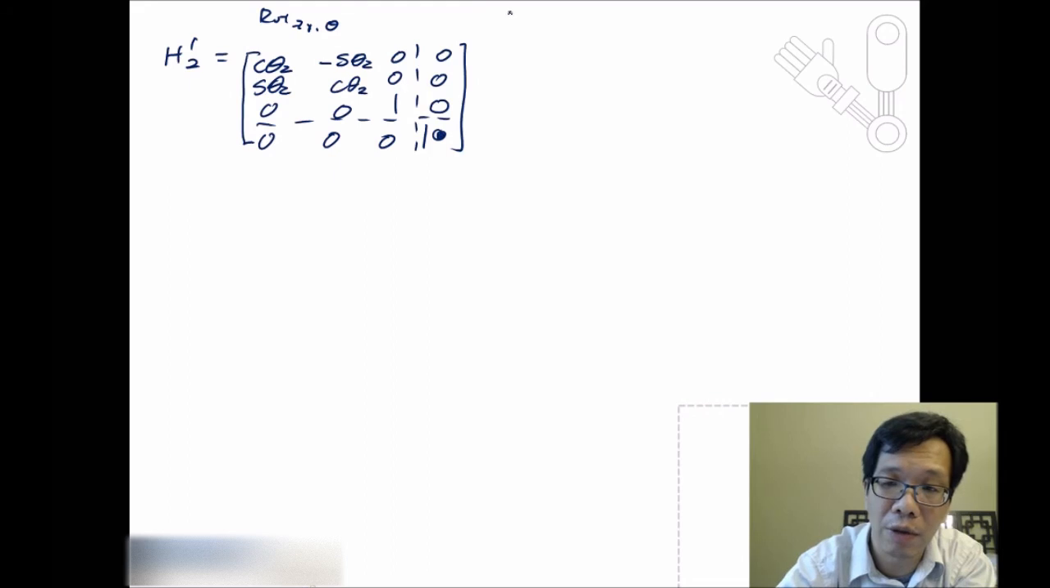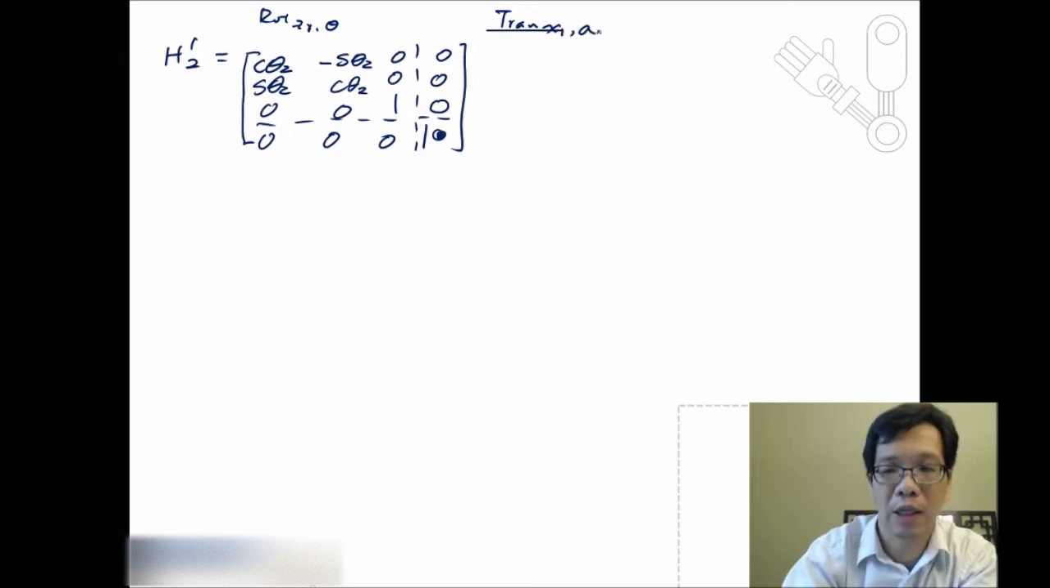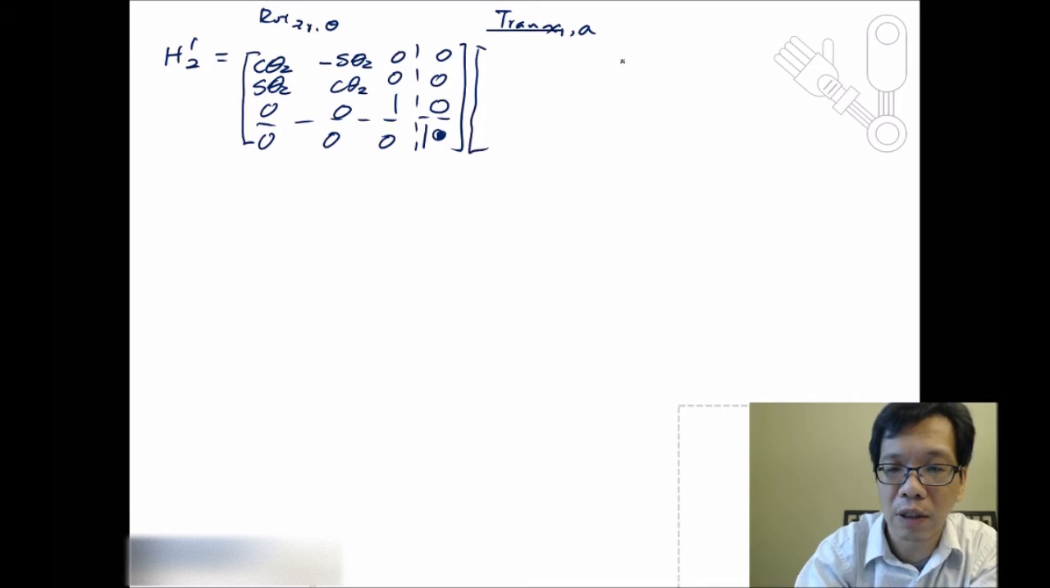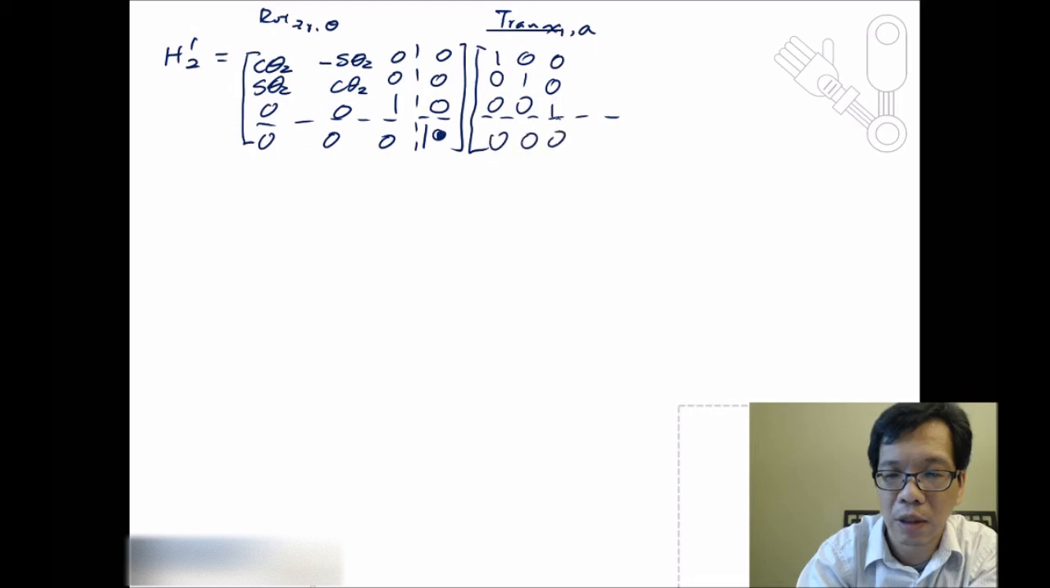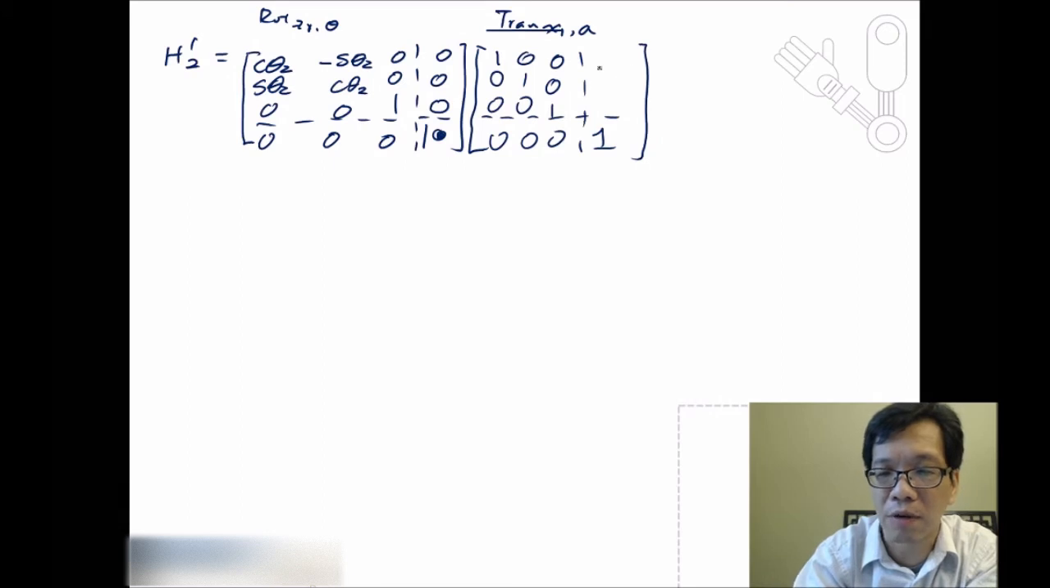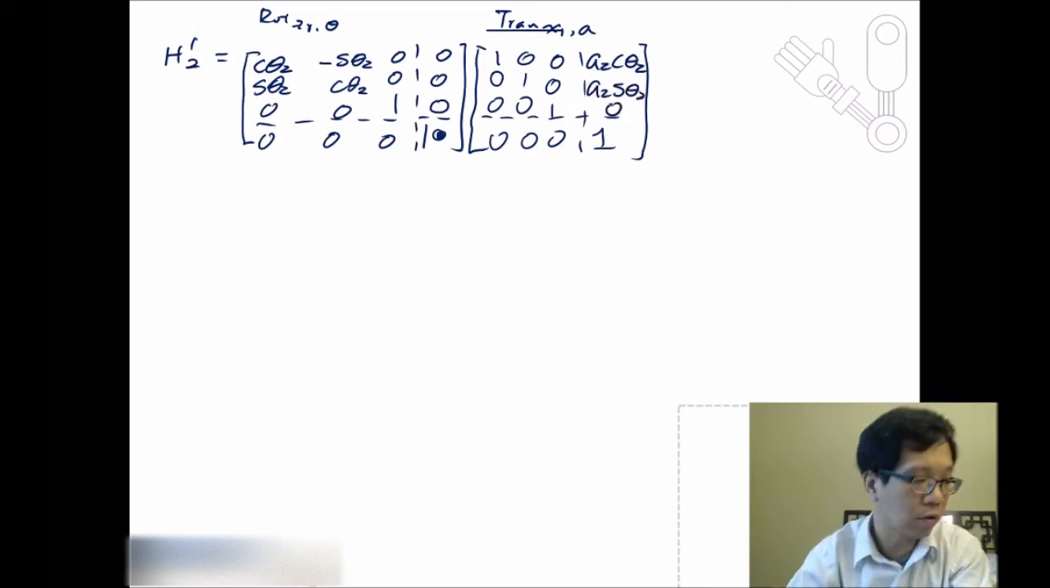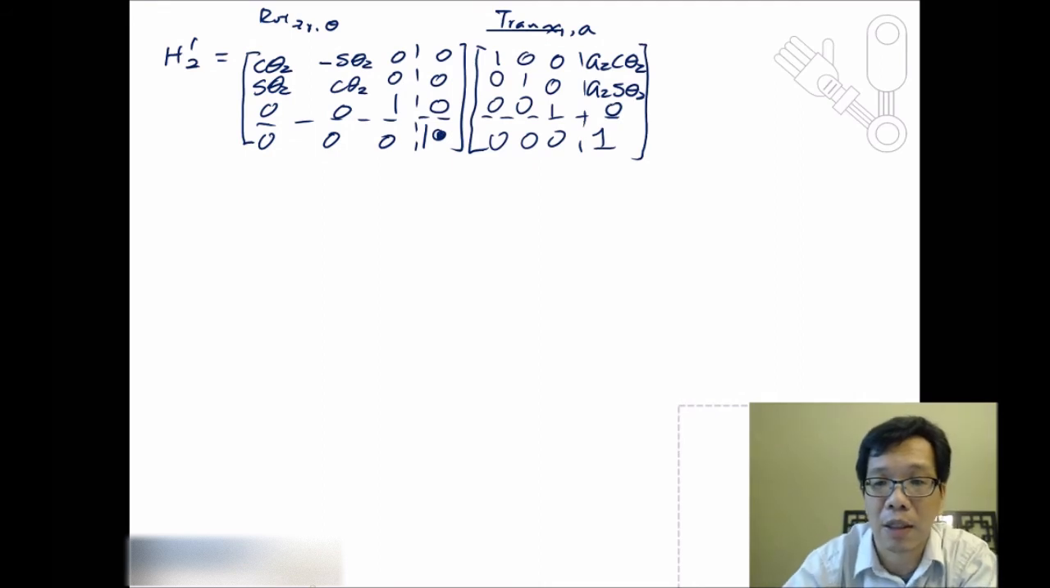The second one we need to do is translation along x1 with a. So this one over here is going to be the same: 1 0 0, 0 1 0, 0 0 1. Everything remains the same. But those two components over here are a2 cosine theta 2, a2 sine theta 2, and 0.